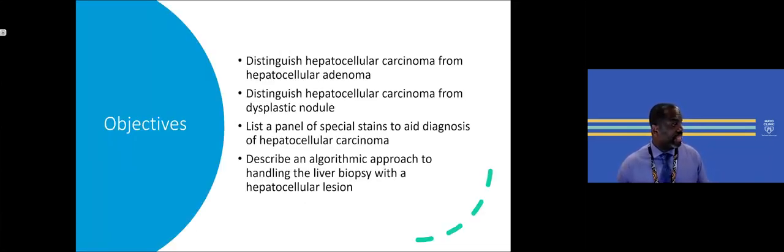Perfect. So thanks everyone for joining today, and I'm convinced that if I can keep you engaged, we're going to accomplish some important things in liver pathology diagnostics. And for those who stayed to day 3, I think liver is one of the very best parts of the GI tract. So by the end of this presentation, we'll be able to distinguish hepatocellular carcinoma from hepatocellular adenoma. That's an important distinction. Hepatocellular adenoma from dysplastic nodules. You'll be able to list a panel of special stains to aid in diagnosis and describe an algorithmic approach to handling a liver specimen with a hepatocellular lesion.